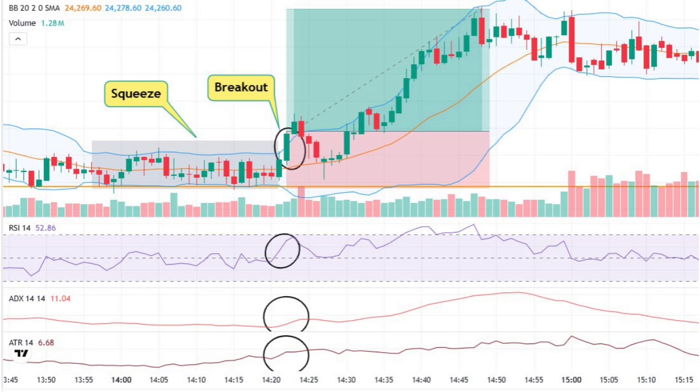Stop loss, 2 times ATR below entry, wider due to volatility expansion. Take profit, 3.5 times ATR above entry. Trailing stop, activate at 1.5 ATR profit. Result, explosive move, trailing stop captures the bulk of the trend.